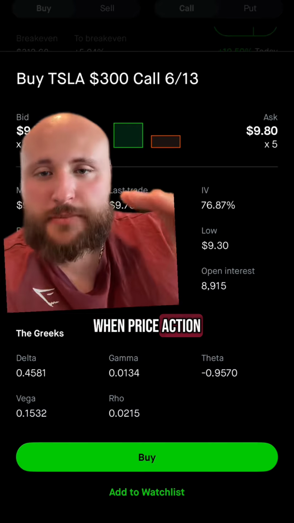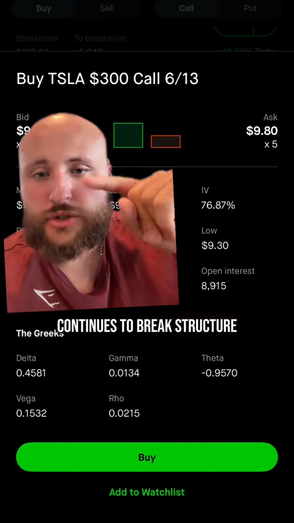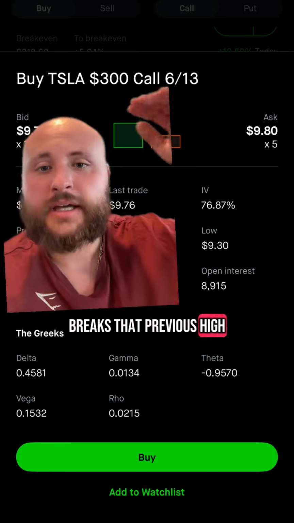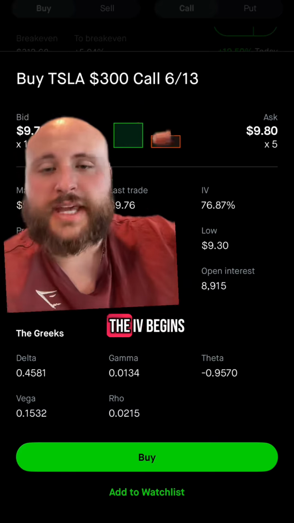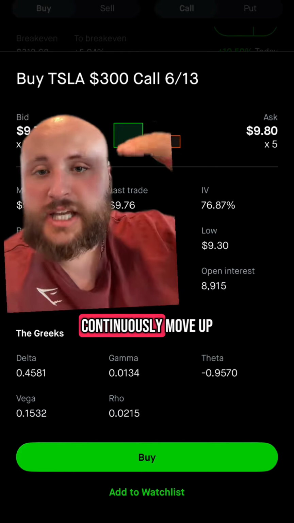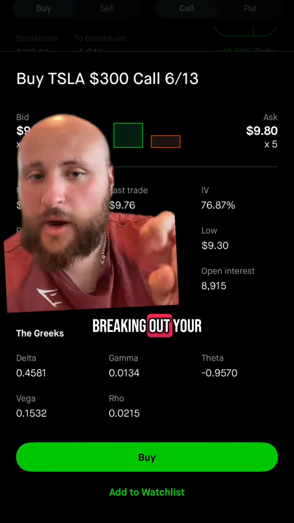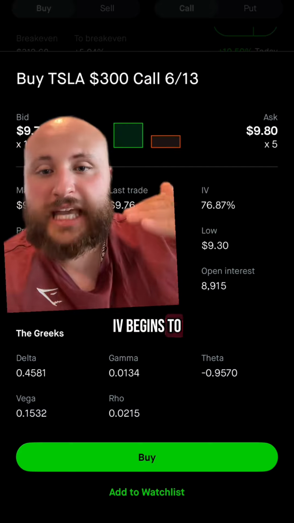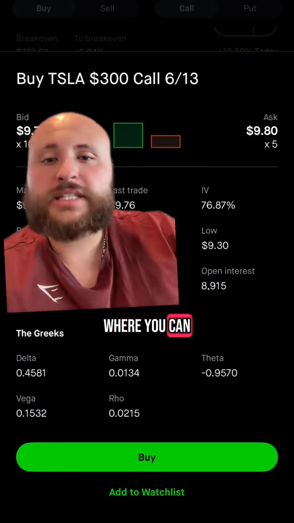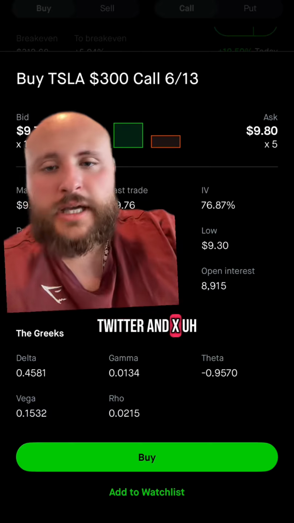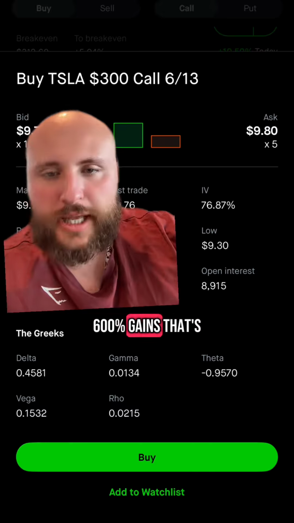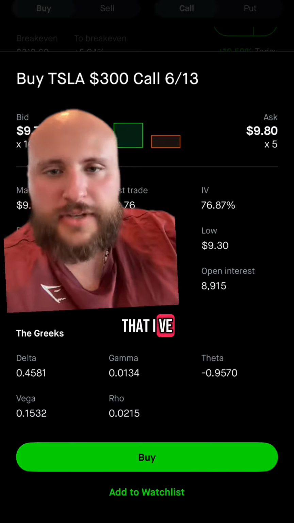When price action continues to break structure, so it makes a high, it retraces, it comes back, breaks that previous high, that's break of structure, the IV begins to ramp up. And as price action begins to continuously move up, breaking out, your IV begins to increase significantly, acting as a multiplier. This is where you can see people on Twitter and X showing 1,000% gains, 600% gains. That's where those are coming from, is that IV.